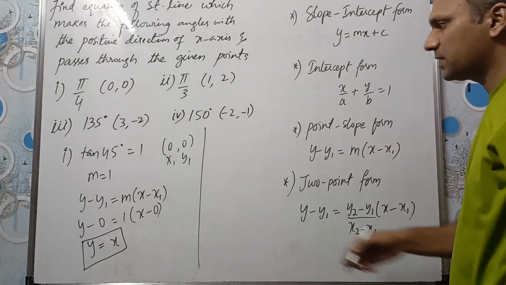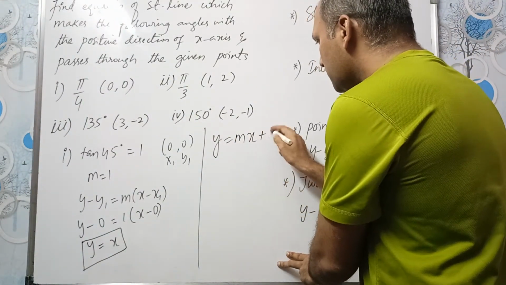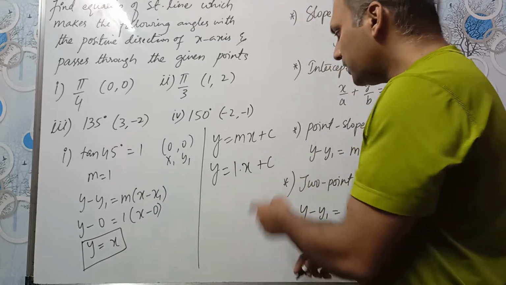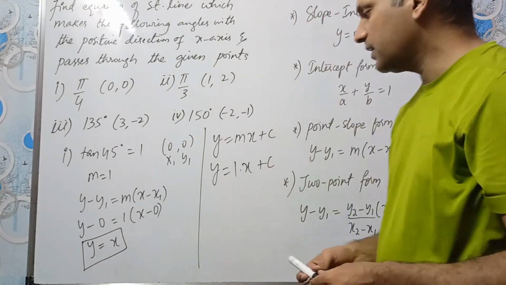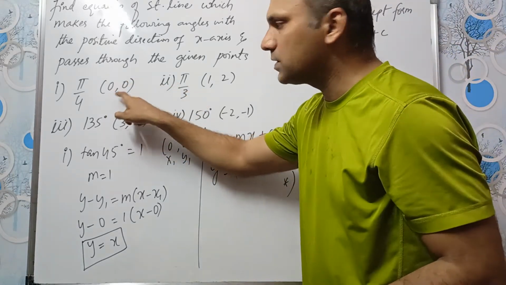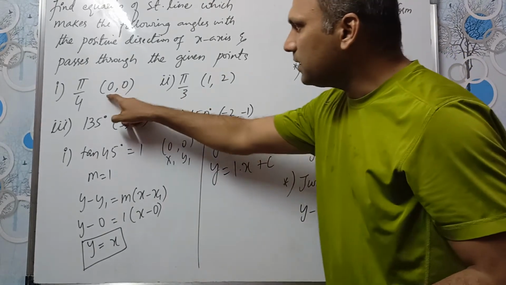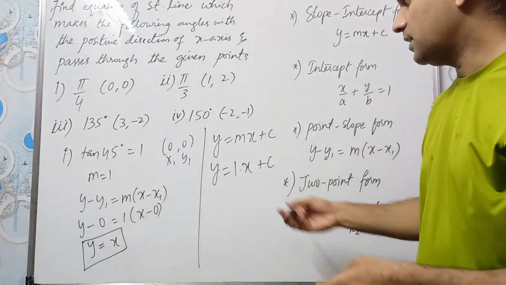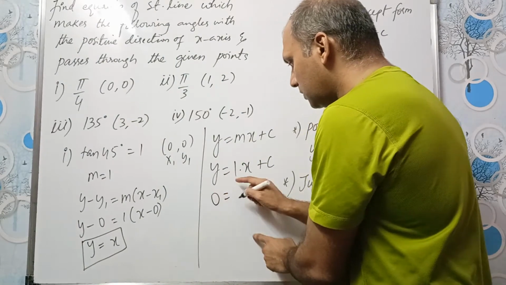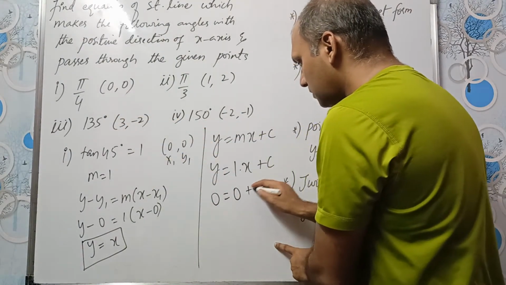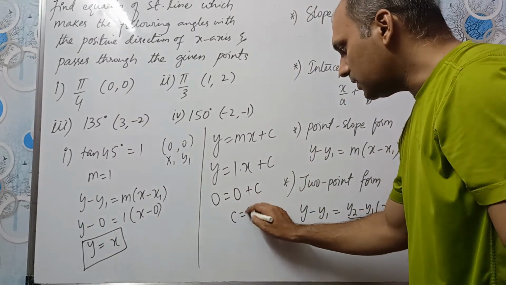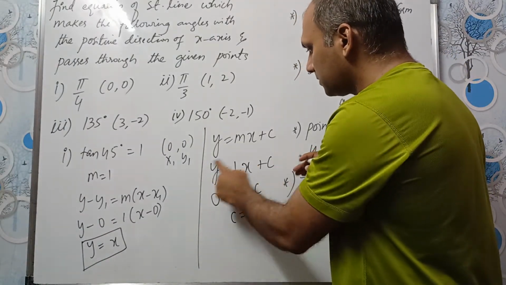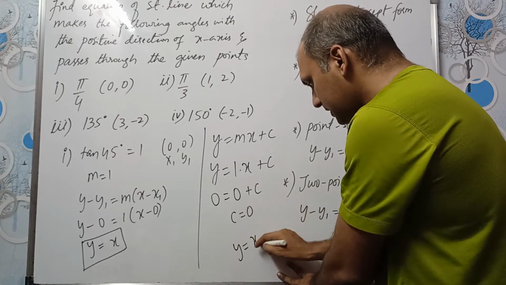Can we use y is equal to mx plus c? Yes, let us find out. y is equal to mx plus c. The m value is 1, so y is equal to 1 multiplied by x plus c. Now we need to find the value of c. How can we find that? It is clearly given that this straight line is passing through 0, 0, which means x comma y is 0, 0. If we substitute 0, 0 in this equation, it should satisfy. So 0 is equal to 1 into x, and the x value is also 0, plus c. So the c value is equal to 0. After getting c equal to 0, we substitute it here: y is equal to 1 into x plus c, and c is 0.